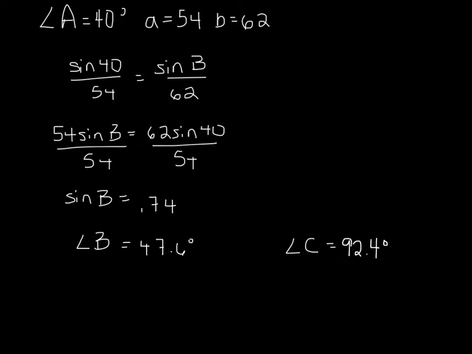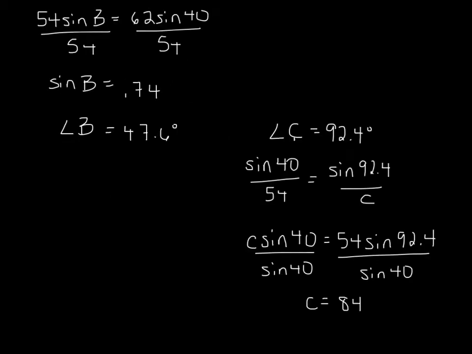Then the next thing I need to do is solve for side C. When I set this up, I'm going to use the same information that I started with for the last problem, sine of 40 over 54, but I'm going to set that equal to sine of 92.4 over side C. I always use my given information. Okay, so once I cross multiply, I get C sine 40 equals 54 sine 92.4. I divide by the sine of 40, and I get that C is equal to 84. Sorry, if I'm rounding correctly, I should be writing 83.9.